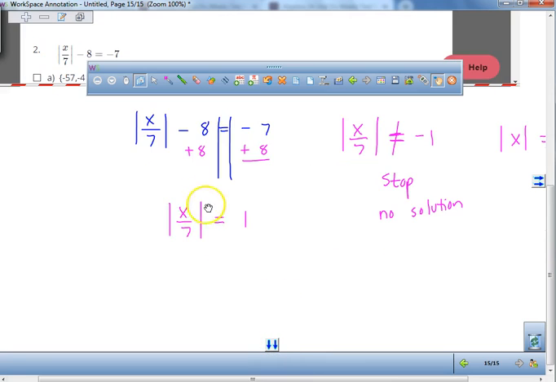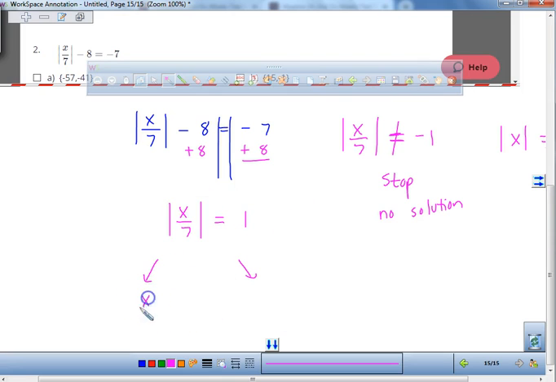So what can I separate this into? I have two equations. Does anybody want to give me one of the two equations that I'm going to solve for? Good. X over 7 equals positive 1.